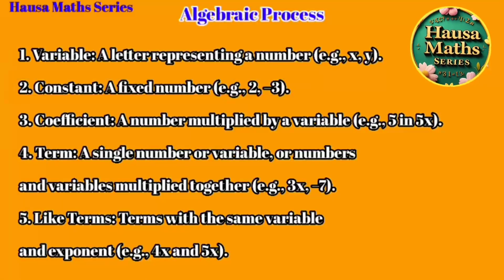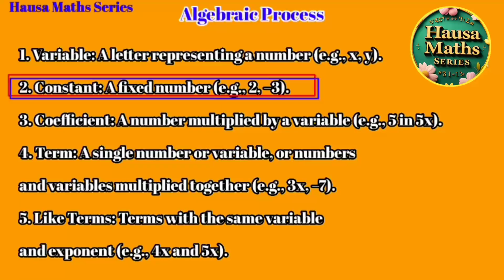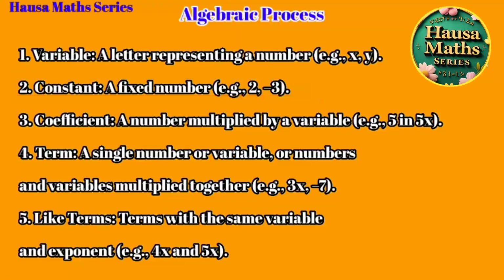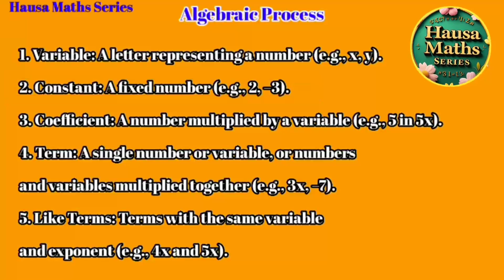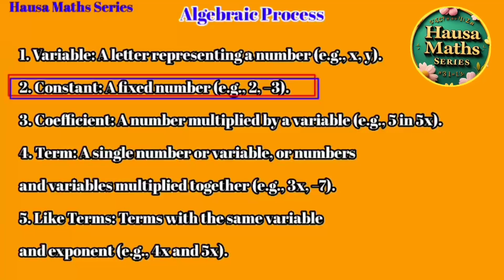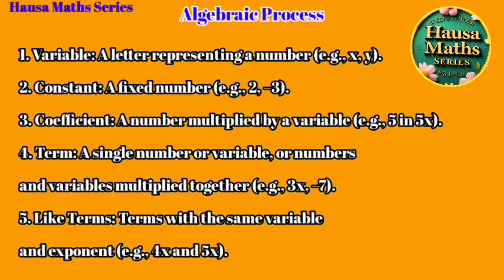Number two, a constant is a fixed number, for example 2 and minus 3, or any number that is fixed and attached to an expression to give a full meaningful expression, like 2x plus 3, this plus 3. Without the unknown variable, it is a constant value. So a constant is always a standard number that stands on itself.